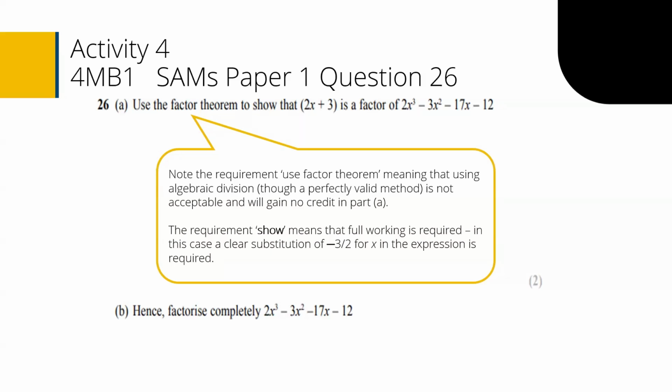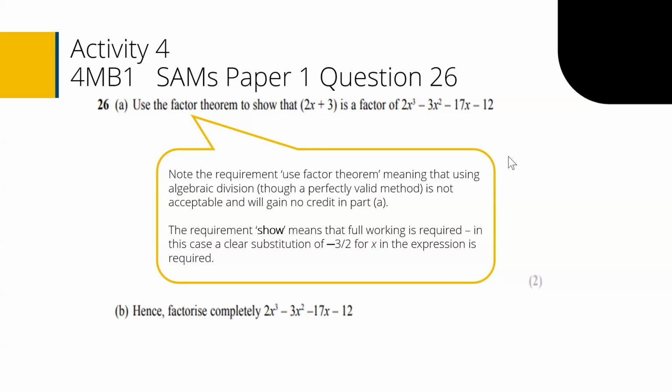The requirement show means that the full working is required. In this case, clear substitution of -3/2 is required. And then it says factorize completely in the next part. So if it mentions a particular method, then we need to do that. We'll come back to activity 4 in a second, because we're going to use the mark scheme, so just hold on to that. But looking at this question, make sure that you explain to them that when a specific method is in the instruction, they have to follow that.